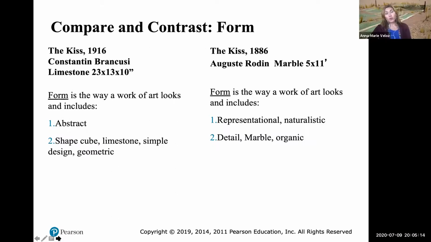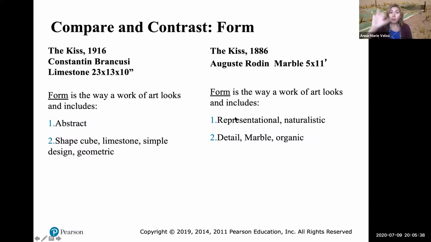Then we're going to go with another point. So these are the materials that are utilized. So again, with the left-hand side, we're looking at Brancusi's rectangular block of The Kiss. We can see that it's shaped as a cube or more of a geometric form. It is done with limestone. It's more of a simple design, so more simplistic, geometric.